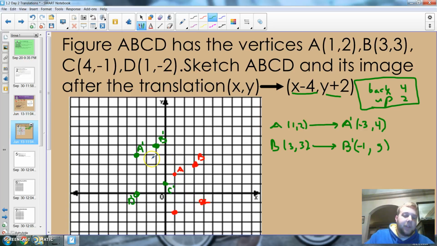Alright, now do I have the same image? Just kind of cover up your hand over the red. Does that look the same as the red? It does, it's just moved over. And if you want, I can connect the dots. Because we're all about that, right? You guys still like connecting the dots? Is that still a thing?